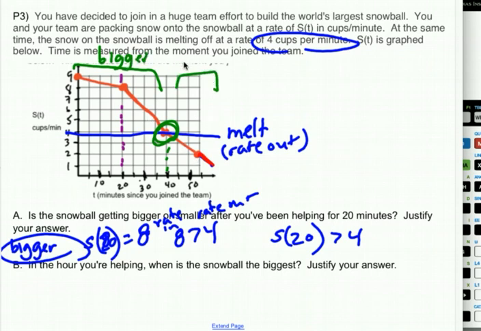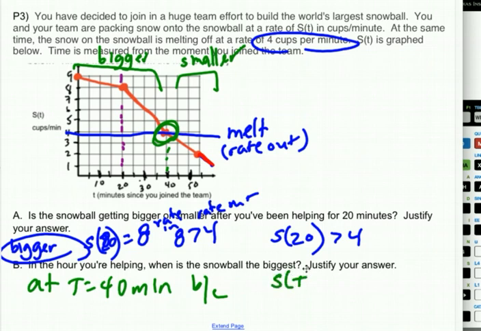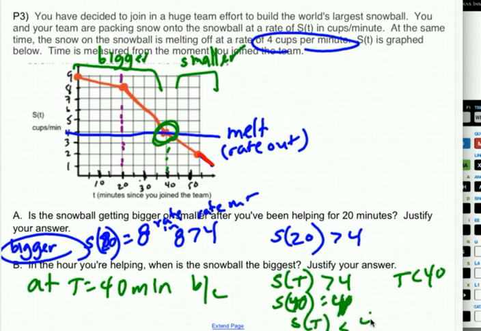But then in this window, it's getting smaller. So the biggest that this thing is going to get is when t equals 40 minutes, because S of t is bigger than 4 for values before 40, S of 40 is equal to 4, and S of t is smaller than 4 for values after 40, okay, and that's why.